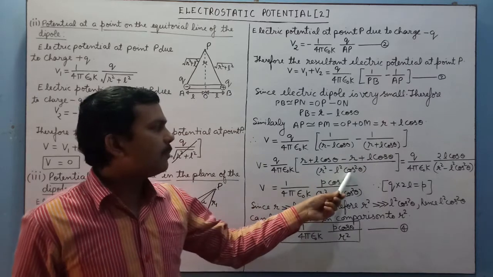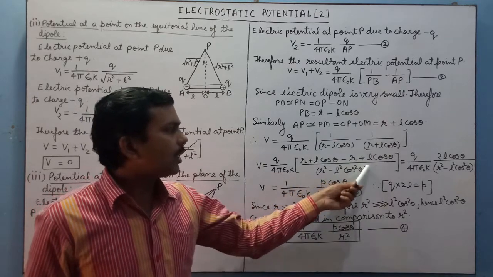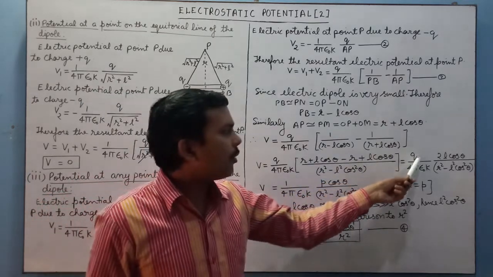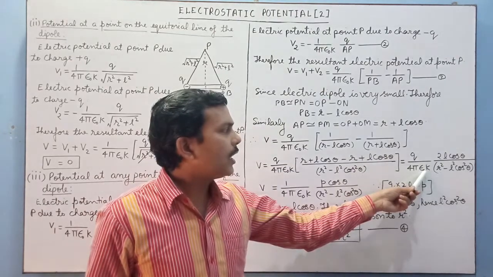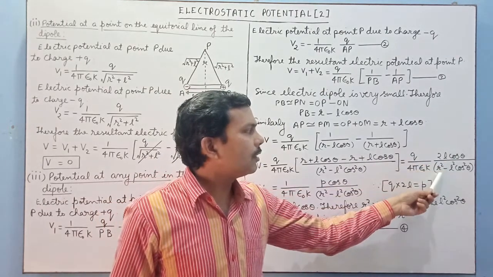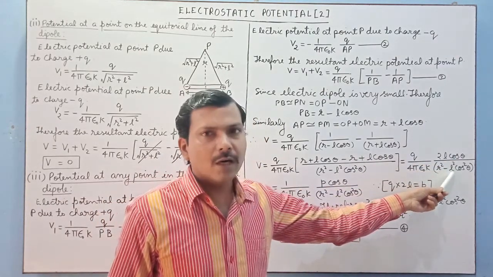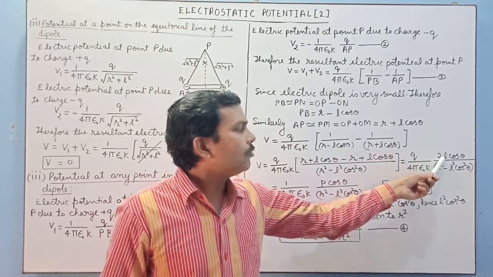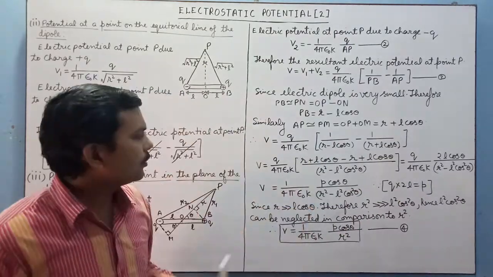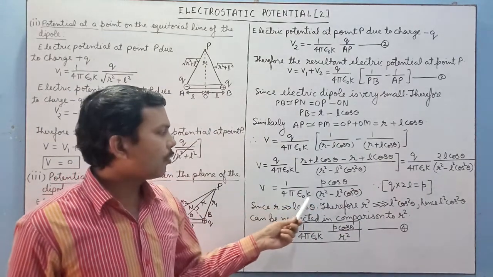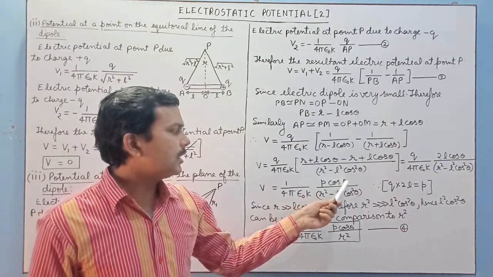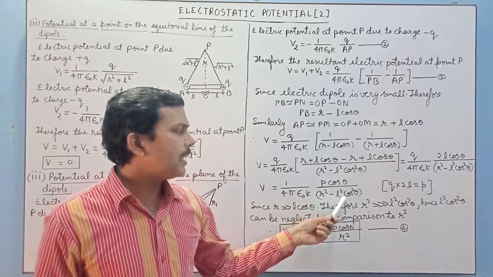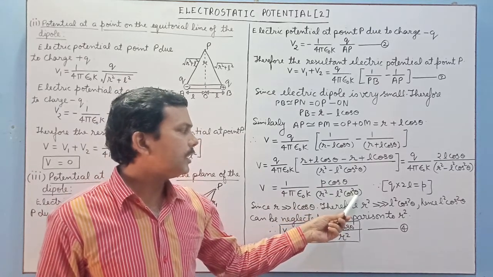We will take LCM and solve this equation. We will get Q upon 4 pi epsilon 0 K, 2L cos theta upon R square minus L square cos square theta. Q into 2L will be written as P. So we get V is equal to 1 upon 4 pi epsilon 0 K, P cos theta upon R square minus L square cos square theta.